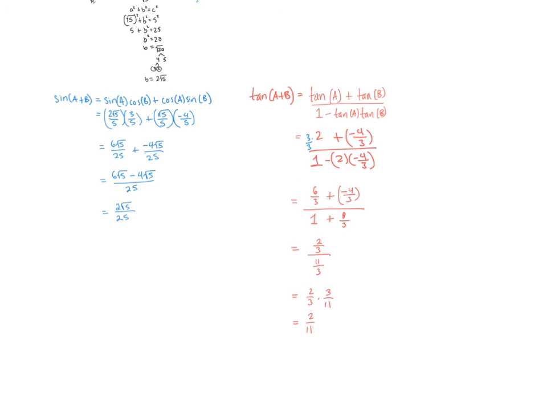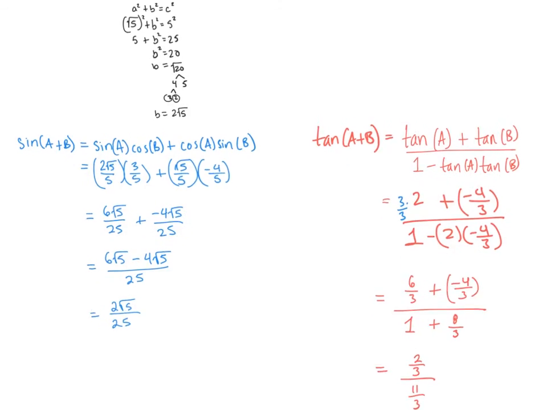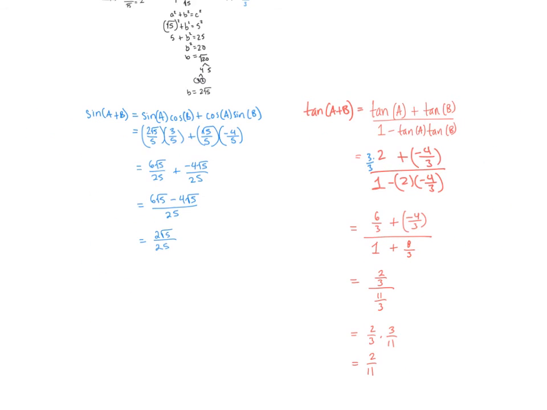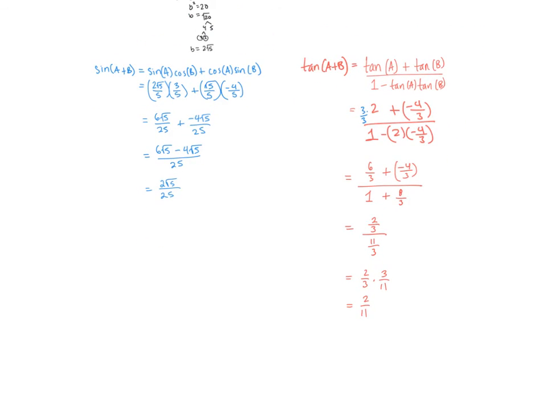Look at us go. The last thing they wanted us to do down here is to state the terminal quadrant for angles a plus b and a minus b. We can't do a minus b until we do number 2, but we can state the terminal quadrant for A plus B. We're going to get down here. I'm sorry, okay, I think I fixed that. I moved some text around without knowing it.